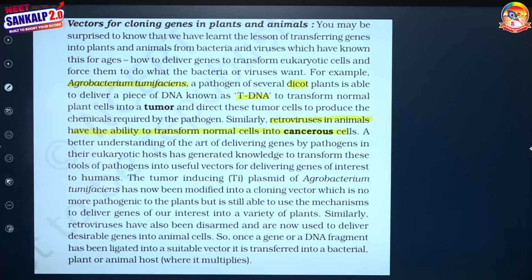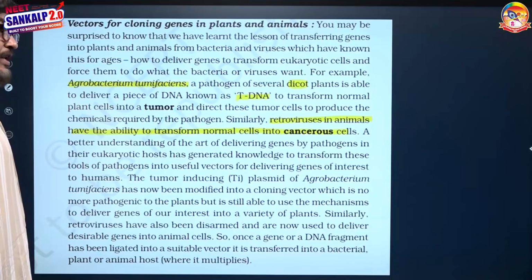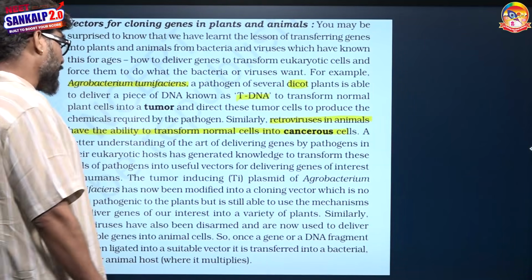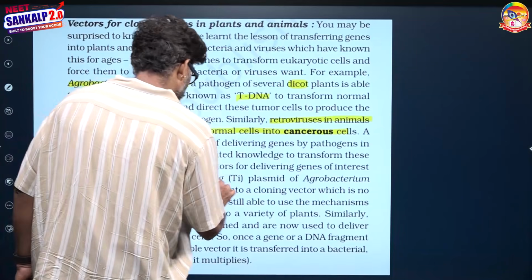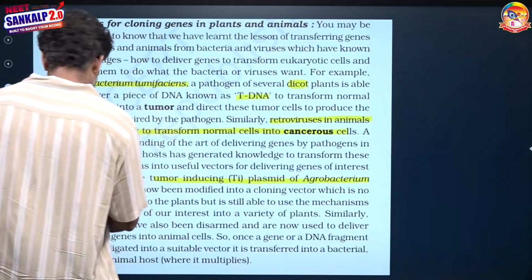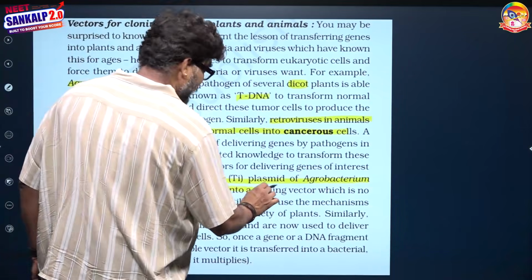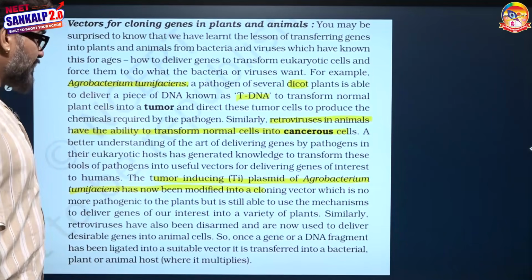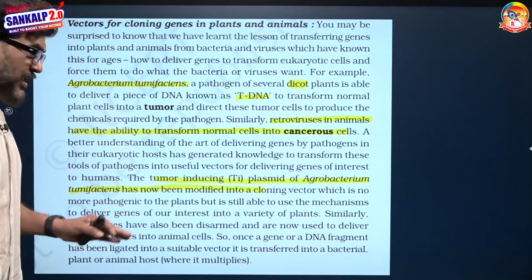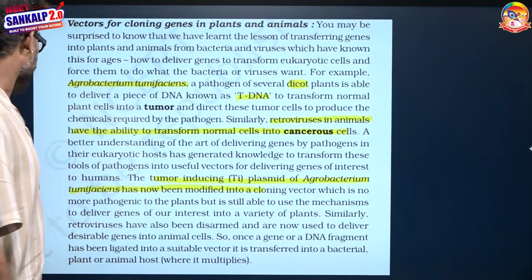The knowledge is used to transform these tools of the pathogens into useful vectors for delivering genes of interest into humans. The tumor-inducing (Ti) plasmid of Agrobacterium tumefaciens has now been modified into a cloning vector which is no longer pathogenic, meaning it will not cause any disease.